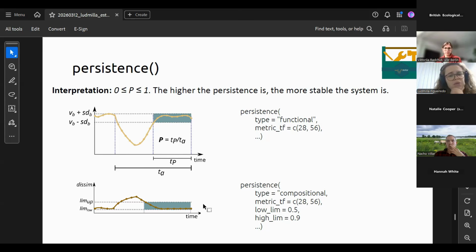And if you're measuring compositional dissimilarity, however, the limits that define your system as being persistent or not, we ask the user to give, because we understand that community dissimilarity cannot be as easily summarized by a standard deviation. So we ask the user to say, okay, how dissimilar would you admit your community to be before saying it's not the same anymore? So the user is expected to give those values with the low lim and high lim arguments.